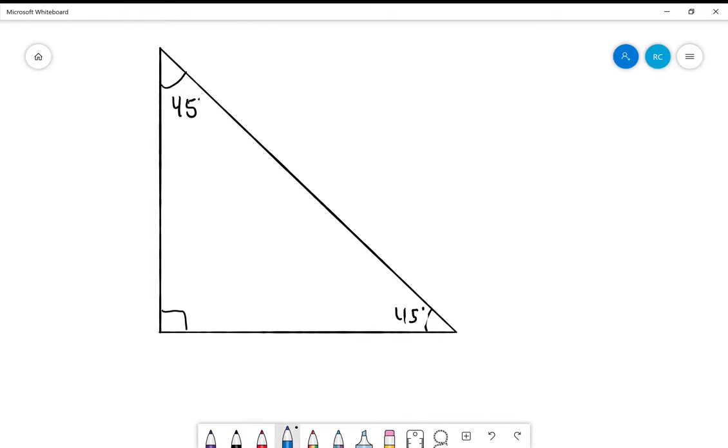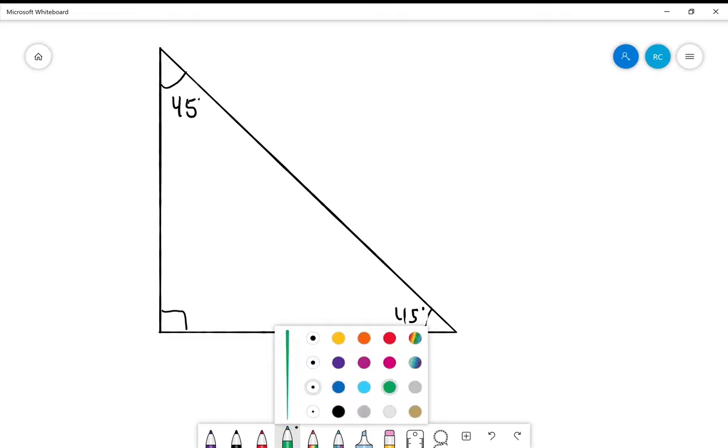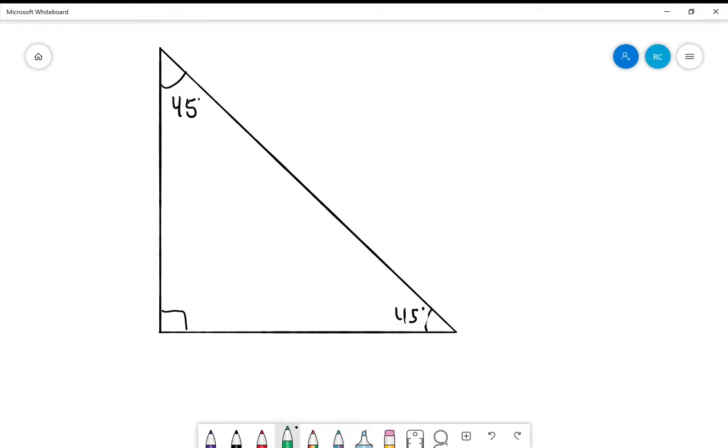And since it's half a square, we know that all sides of a square are equal. So this side and this side must be congruent. So if this bottom leg is 7, then this side leg is also 7. If this bottom leg is 12, this side leg is also 12. If this bottom leg is 3x squared, then the side leg is 3x squared.